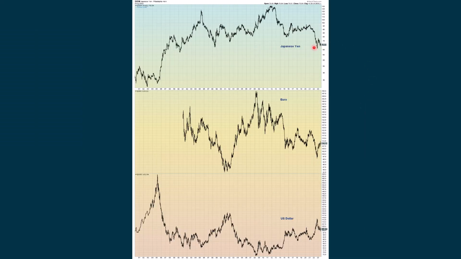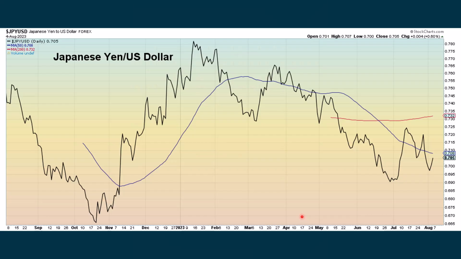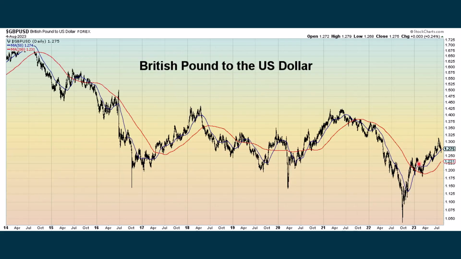Then we also look at the Japanese yen, which was bouncing up and is now seeing a little bit of weakness. Just to give some context, we have the euro and then the US dollar index on the bottom. Here's a standalone chart of the Japanese yen against the dollar, where it continues to be in a downtrend. But when we look at the British pound to the dollar, the British pound is really outperforming.